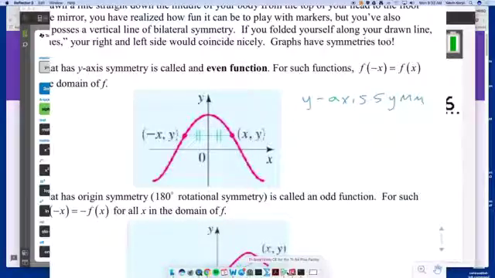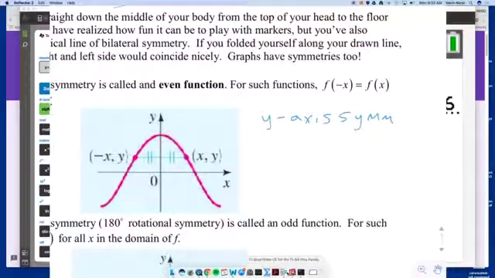And what that means is, if you were to take this graph and fold it on the y-axis, the graph would lay on top of itself. It would perfectly coincide if you folded it along the y-axis. If a function has y-axis symmetry, then we call it an even function.